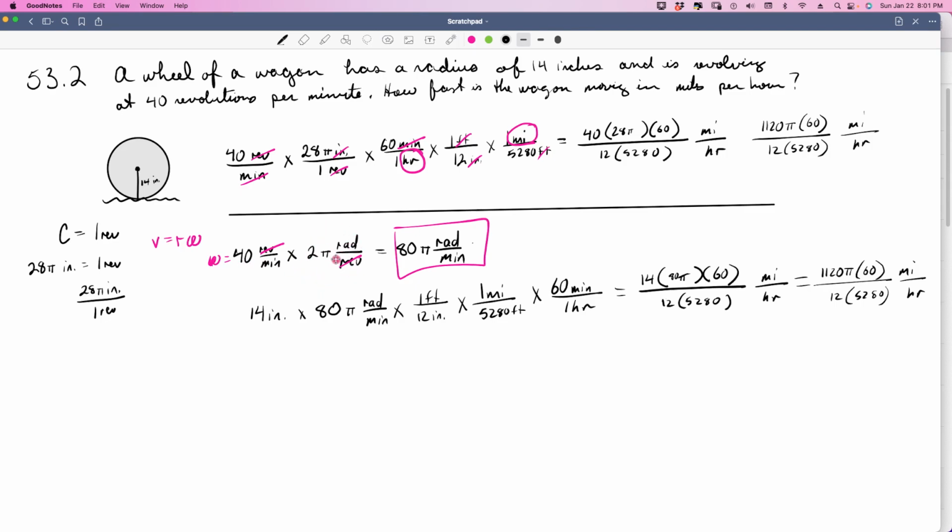So you can use that way, or you can use this way. This is the way that makes sense to me, because I took the time to figure out the circumference first. This kind of does circumference after the fact, if you want to think of it like that. Let's do another one and see what we get.